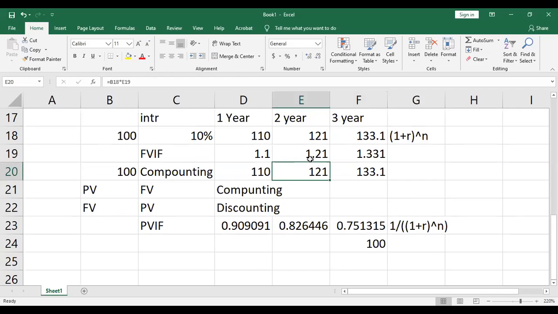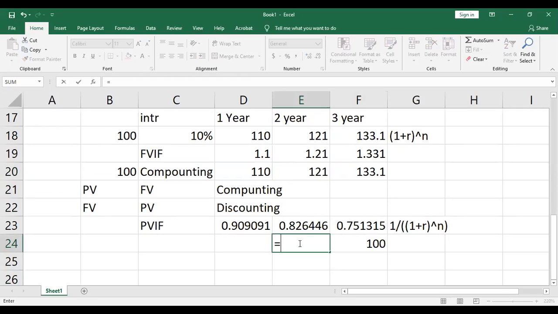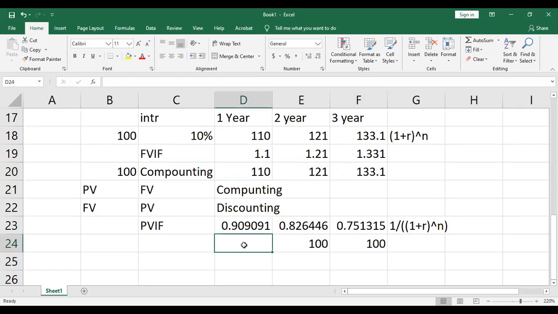You will receive 121 rupees in year 2. What is the present value of that? This value into the factor gives the expected 100. Again, 110 rupees into the discount factor. So this factor is called discounting. To convert from present value to future value is compounding. To convert future value to present value is called discounting.